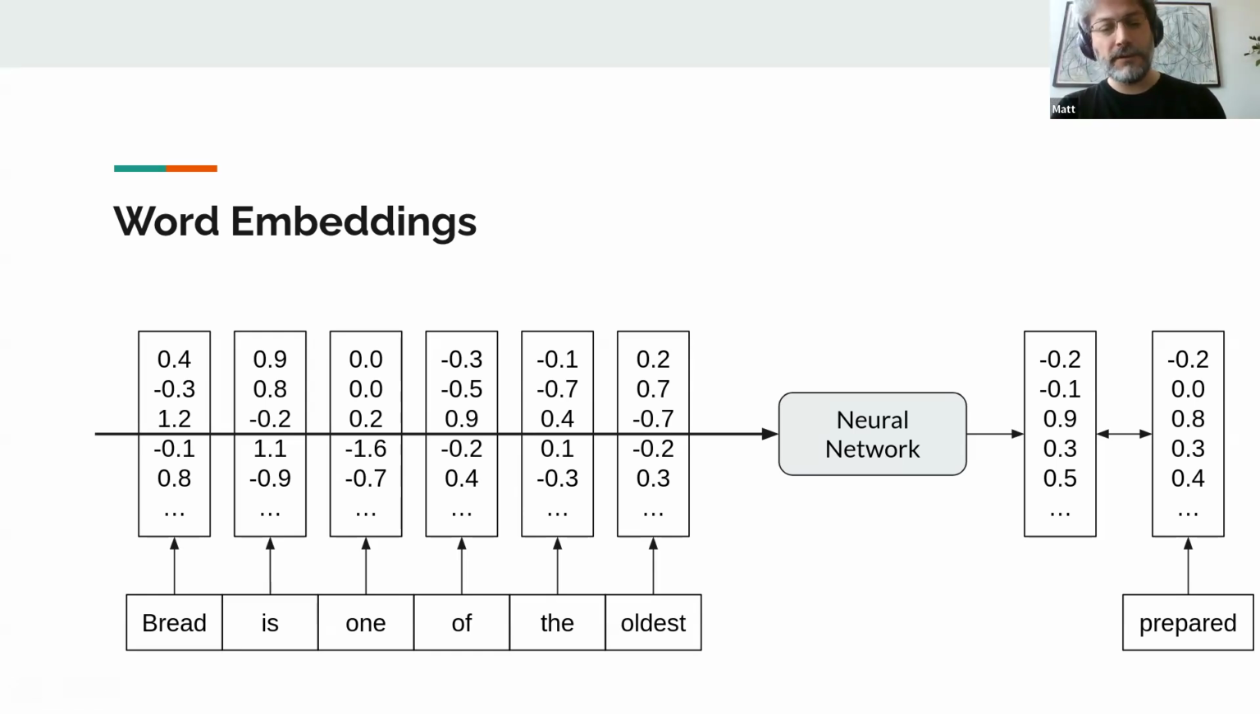So bread is one of the oldest. Prepared would be the reasonable next word to come up with. And you'll notice in this example, the contents of the vector for the word prepared is pretty close to the numeric representation output by the neural network.